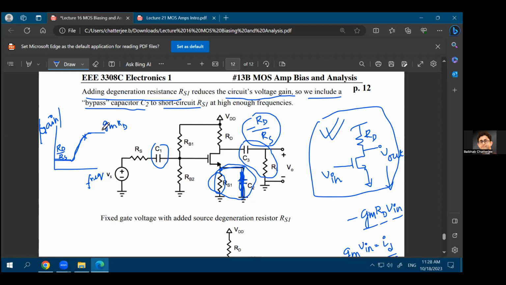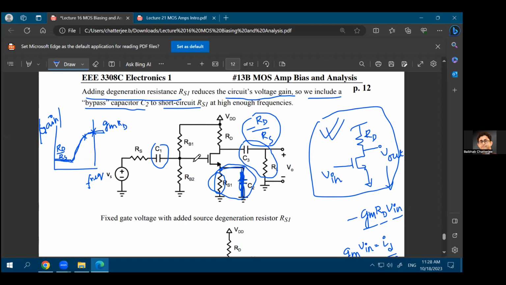That is the definition of a high-pass filter, that you have more gain at higher frequencies, you have less gain at lower frequencies. So the combination of RS and C2 will also work as a high-pass filter, and that will give you back the amount of gain that you lost because of this RS1. So if your operating frequency is here, then your gain is GM times RD. Your gain is not RD over RS when you have this RS and C2 combination. But without the C2, your gain is RD divided by RS. Your gain is much smaller.